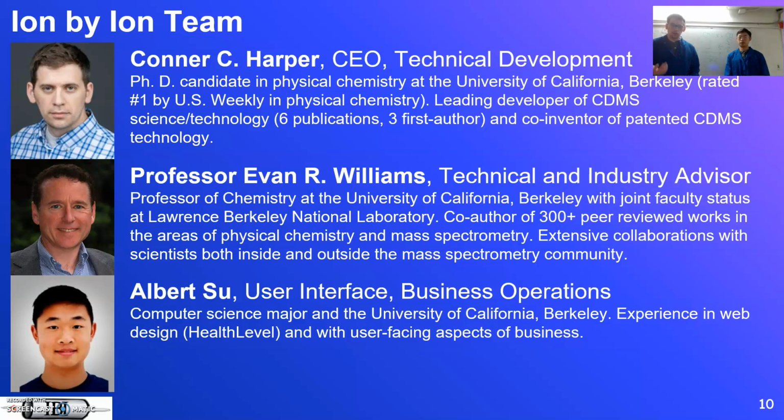My advisor and mentor, Professor Evan Williams, also advisor for Ion by Ion, is professor of chemistry at the University of California, Berkeley, the #1 ranked physical chemistry school in the world. He also is a distinguished author with over 300 peer-reviewed works and has extensive experience in the industry and in mass spectrometry. Finally, Albert here is a computer science major here at the University of California and has extensive experience in web design and user-facing aspects of business.